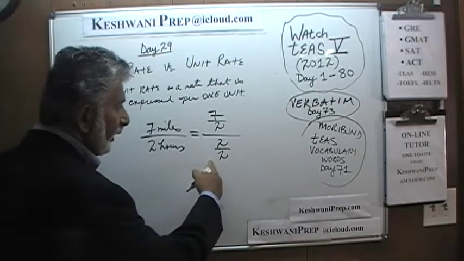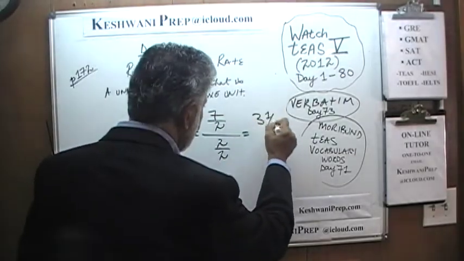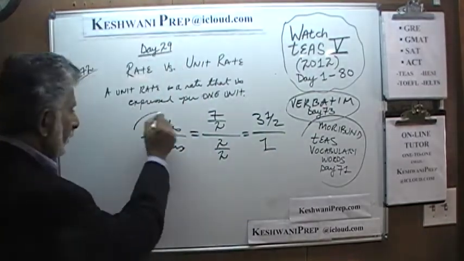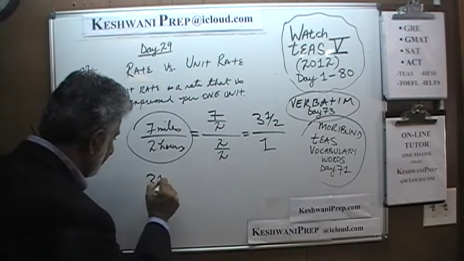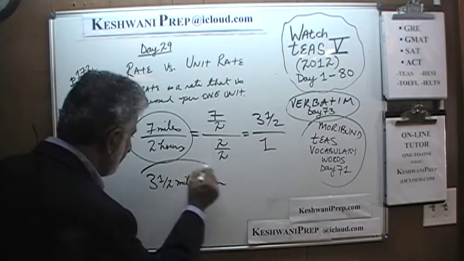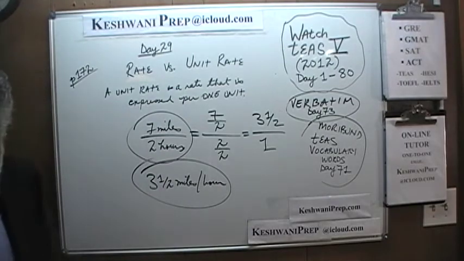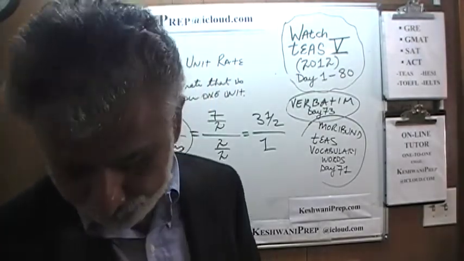So there you go. 2 divided by 2 is 1. 7 divided by 2 is 3.5. Bottom becomes 1. So when we convert 7 miles per 2 hours into a unit rate, it becomes 3.5 miles per hour. Voila. That's the unit rate. The unit rate is 3.5 miles per hour.